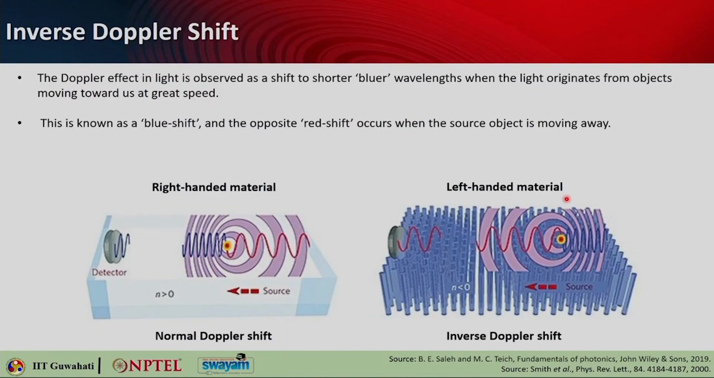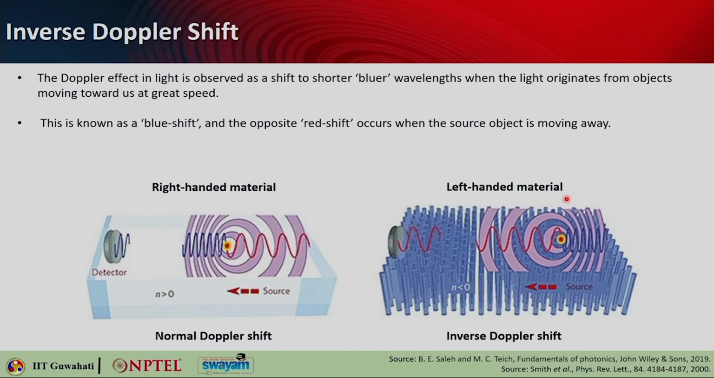Now, this negative refractive index also gives rise to some exotic effects, something like negative or inverse Doppler shift. Now, what is Doppler shift? I believe all of you are aware of Doppler shift. It is basically the effect in light or sound. You can have Doppler shift in sound as well.